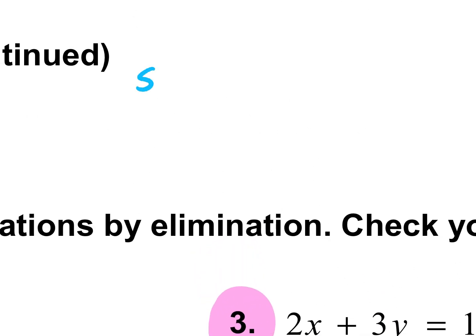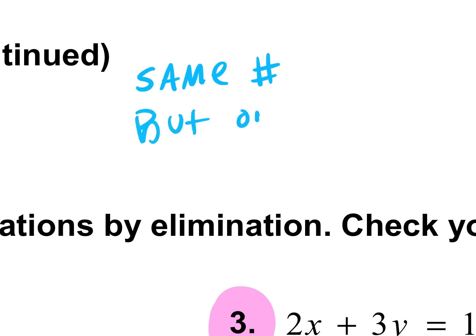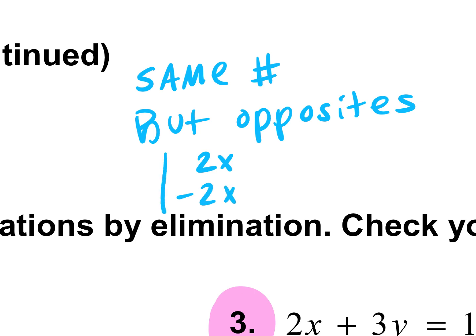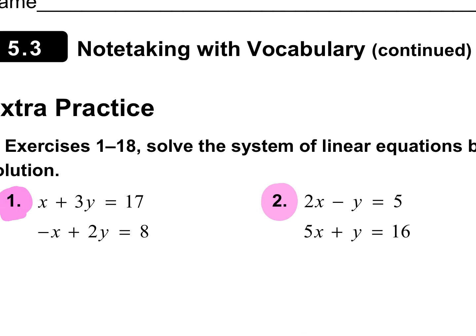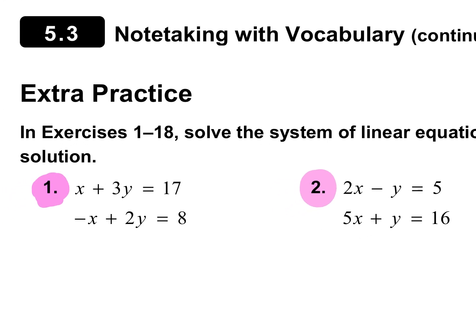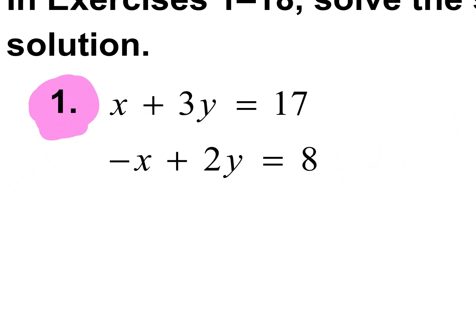For elimination, I need the same number, but opposites. So if I have a 2x, what else would I need? A negative 2x. That's just an example. It has to be the same number, but opposites in order to cancel out. For number 1, what would you want to cancel? Let's cancel out the x's because they're already the same number but opposites.